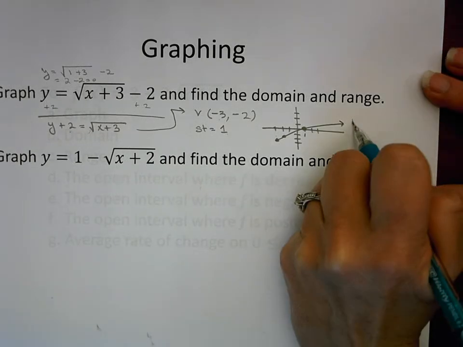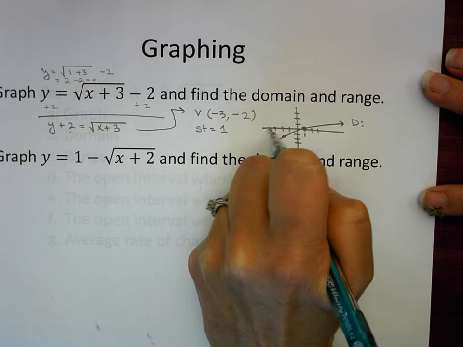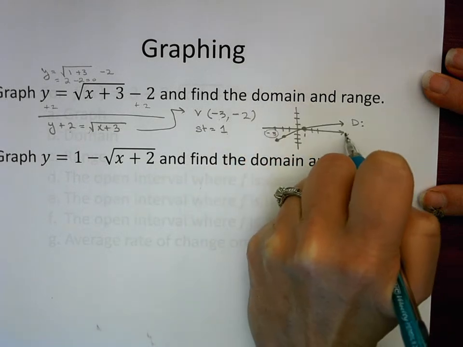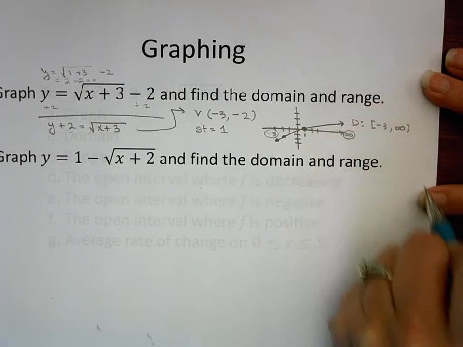And so my domain is from left to right. So the farthest left the graph goes is to -3. And then it goes forever to the right, so from -3 to infinity.